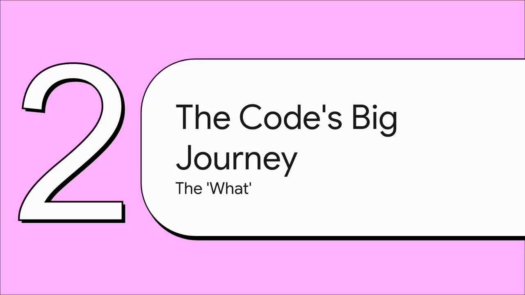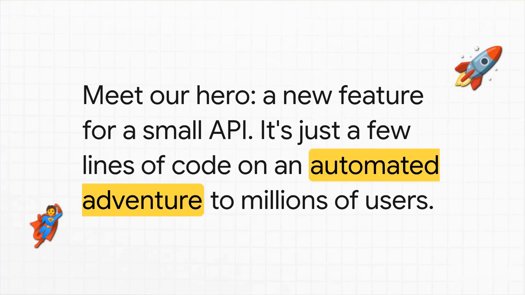All right, so now that we've got the backstory, it's time to start our adventure. Let's meet the hero of our story and see the amazing journey it's about to take. So let's just imagine a developer just finished writing a brilliant new feature. It might only be a few lines of code, but don't let that fool you. This little snippet is ready to go on a fully automated adventure to potentially reach millions of people.